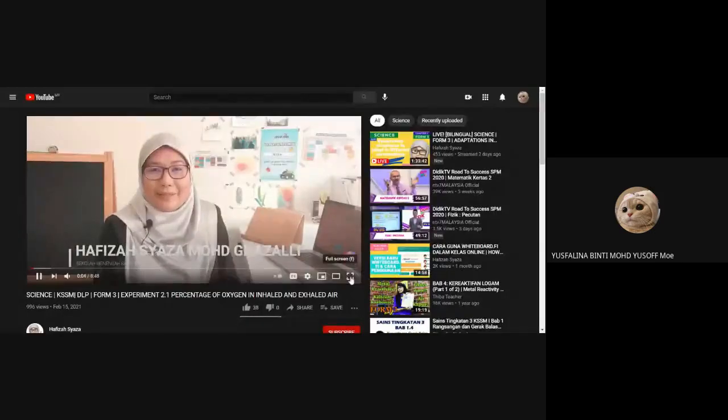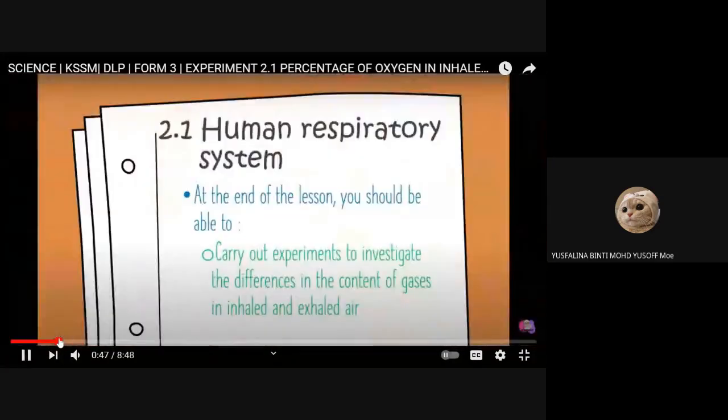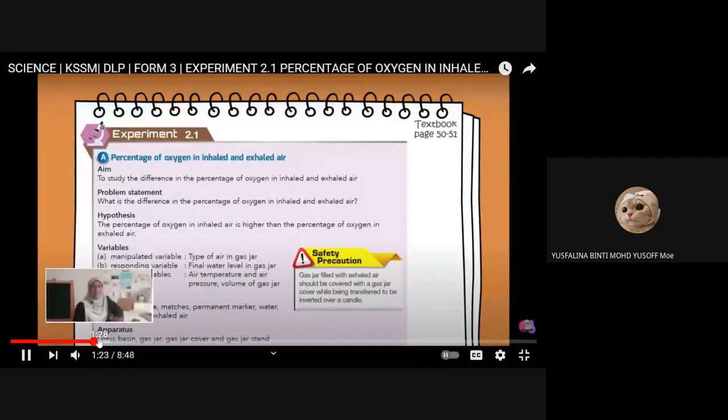My name is Madam Shaza and I teach science for Form 1, Environment 2.1, as well as inhale and exhale gas jar. This one is actually in your textbook, page 50 until page 51. The experiment is to study the difference in the percentage of oxygen in inhale and exhale air. The manipulated variable is the type of air in a gas jar, the responding variable is the final water level, and the constant variable is the air temperature.